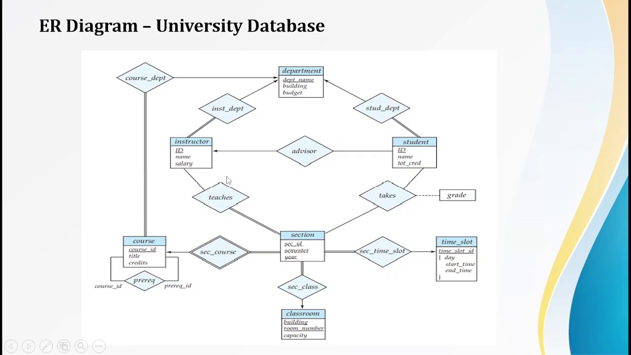Let us see the university database. In the university database, the faculty instructor acts as an advisor to the student and they teach each and every section of the respective courses. So the various entities are department, instructor, student, section, course, classroom and time slot. And all the relationships are represented by your diamond boxes.